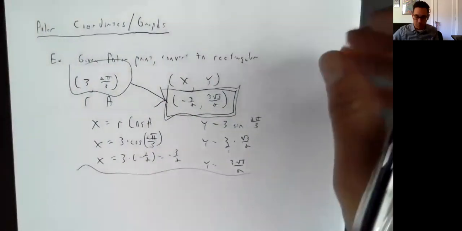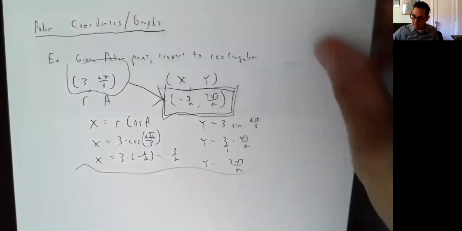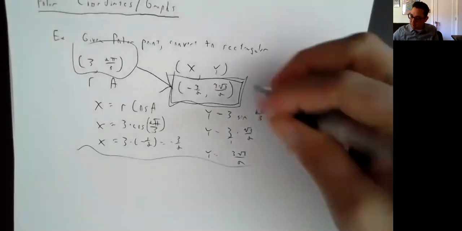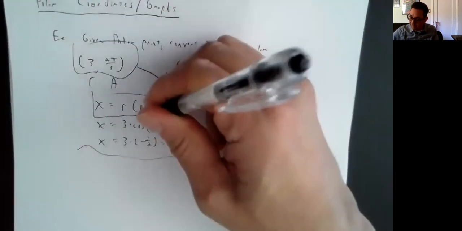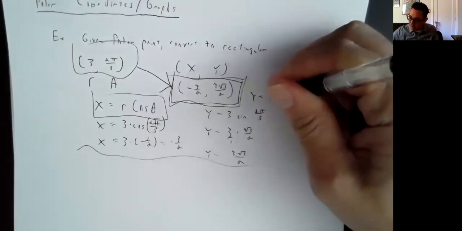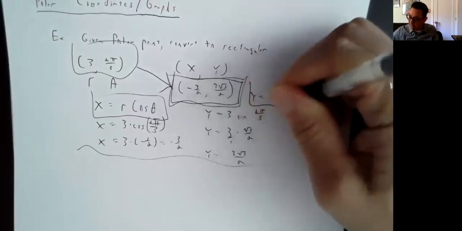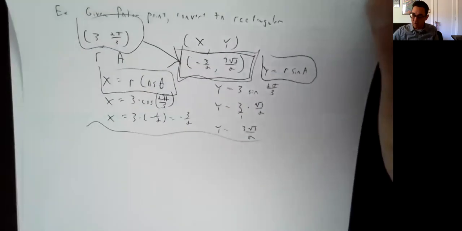We'll do a couple more. Similar example. So kind of memorize this formula, that X equals R times the cosine of theta, and Y equals R times the sine of theta. All right, so that's in your notes. Same thing.